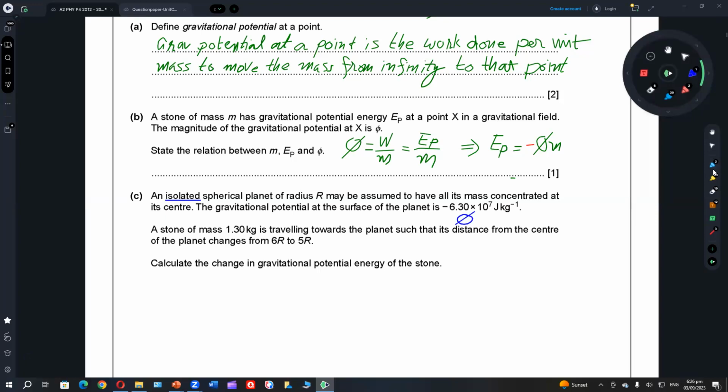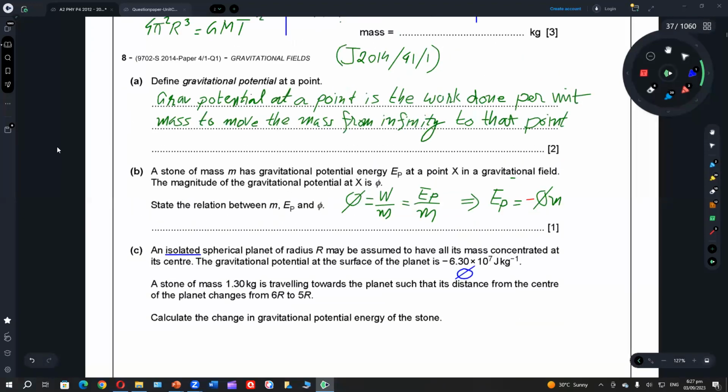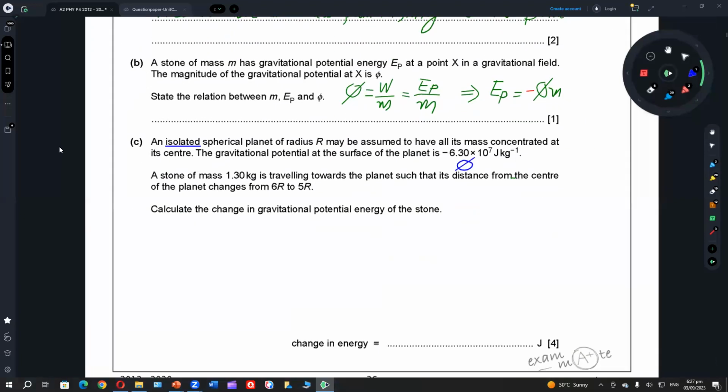A stone of mass 1.3 kg is traveling towards the planet such that its distance from the center of the planet changes from 6r to 5r. And he wants us to find the change in gravitational potential energy. Now read the question.